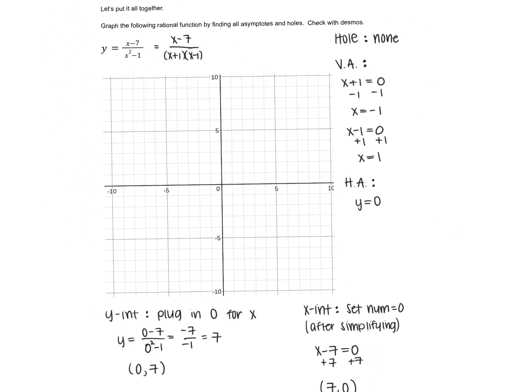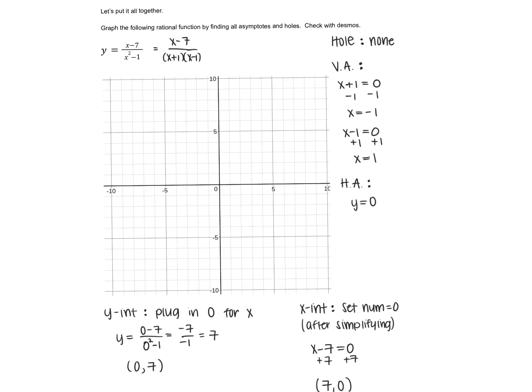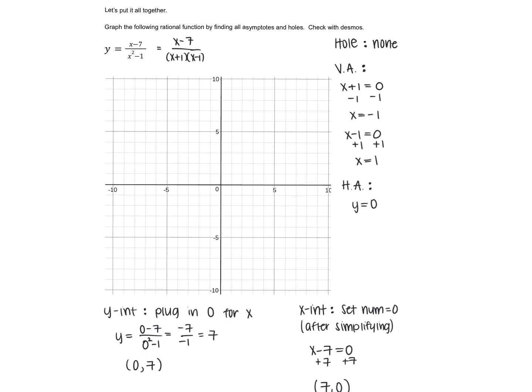Let's go ahead and graph these things so we can get a sketch of our graph. So I'm going to start with my vertical asymptotes, which are at negative 1 and positive 1. And my scale does go up by 1s here, so each line is 1. For my horizontal asymptote at y equals 0, that's just my x-axis. Okay. Now I'm going to start plotting points I know I have: my y-intercept (0, 7), and my x-intercept (7, 0).